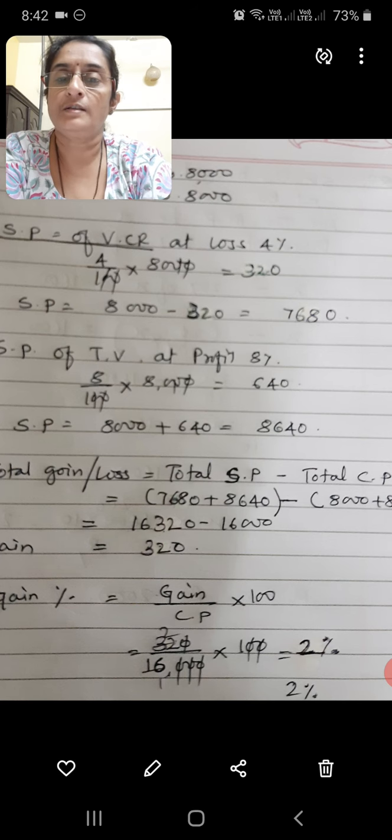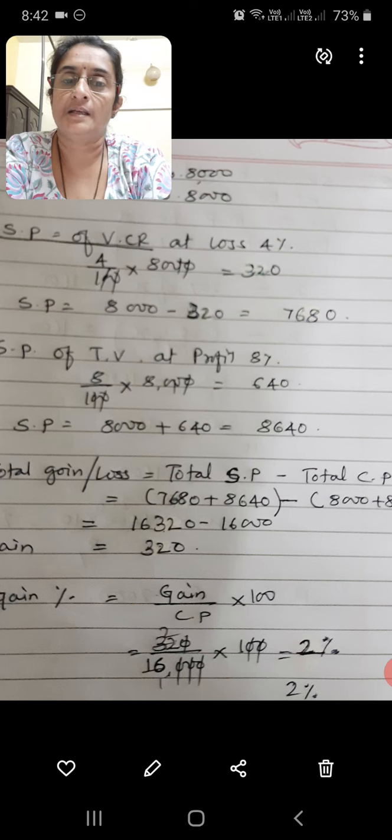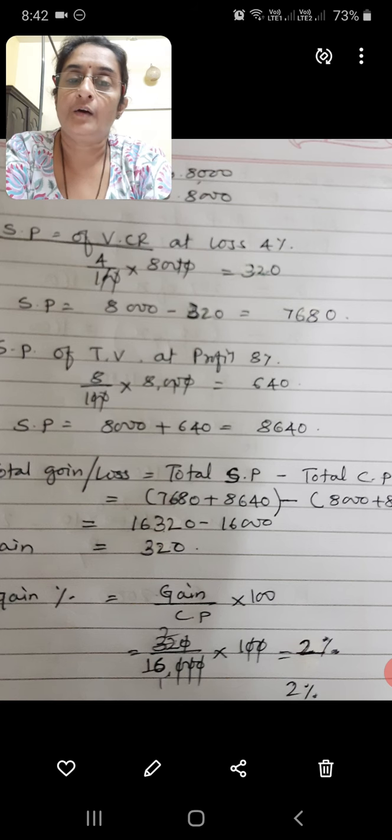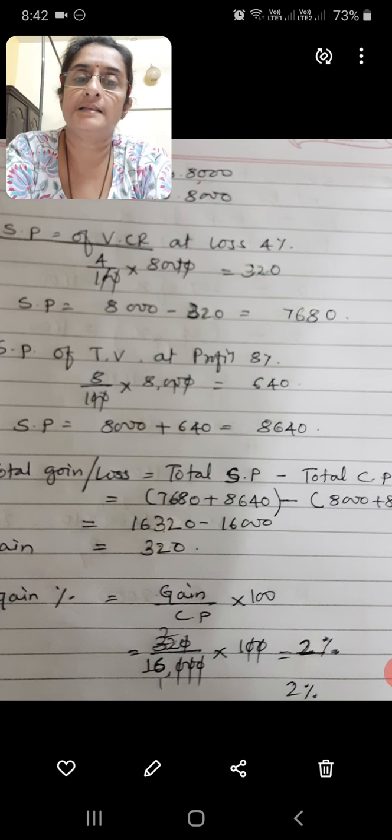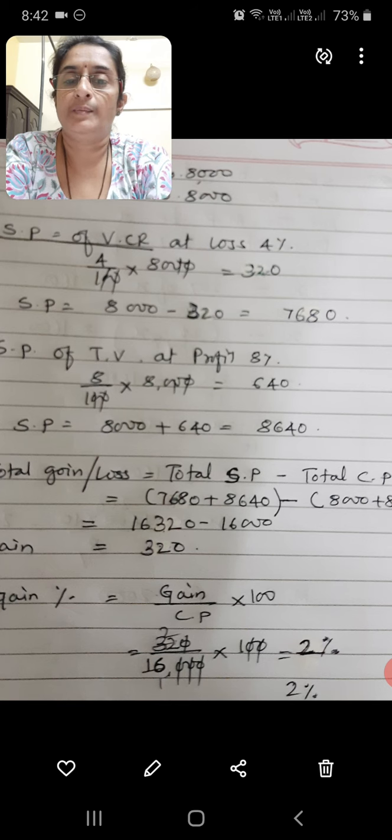Now we'll find out the selling price of the TV. So the TV was sold at 8% profit. So 8% on 8,000, that gives you 640. Now here it is with profit, so selling price will be definitely more. So we have to add that 640 profit to the cost price. So SP will be 8,000 plus 640, that is 8,640.